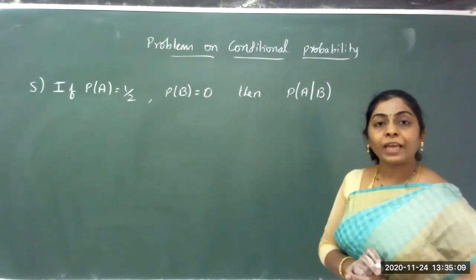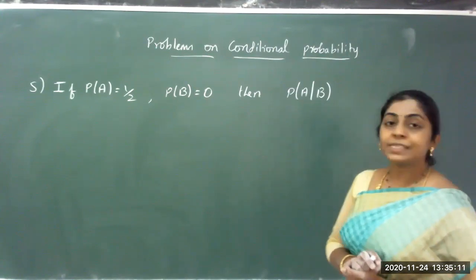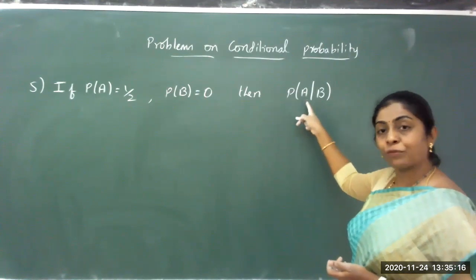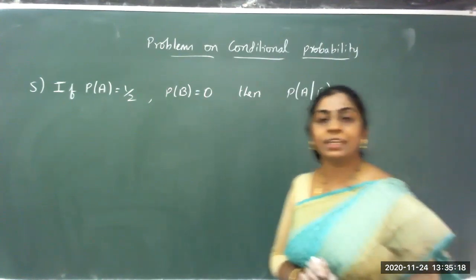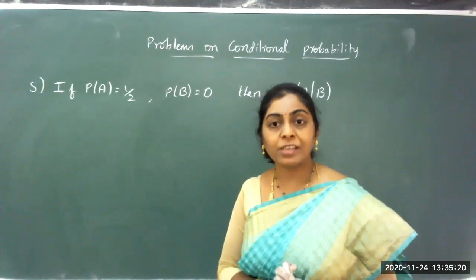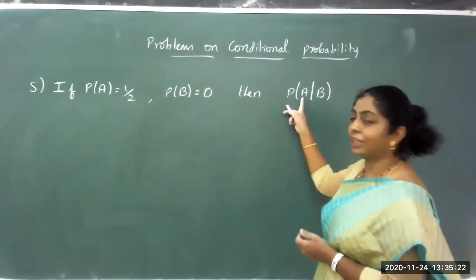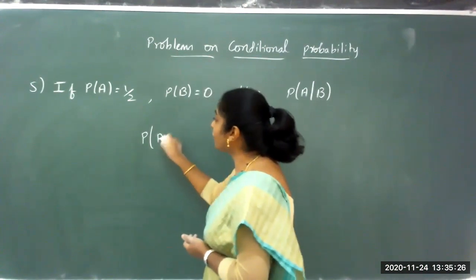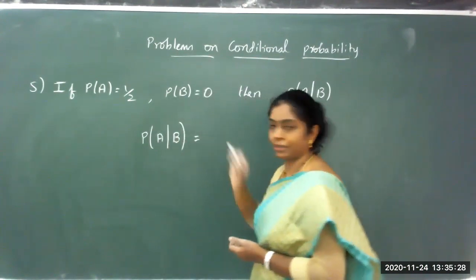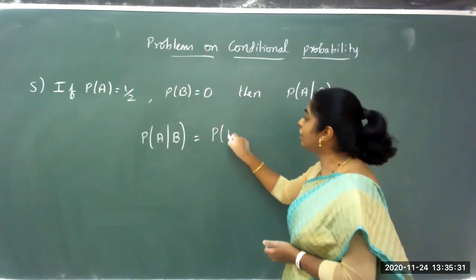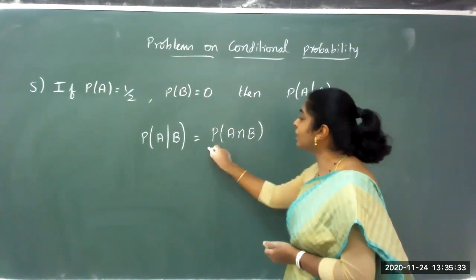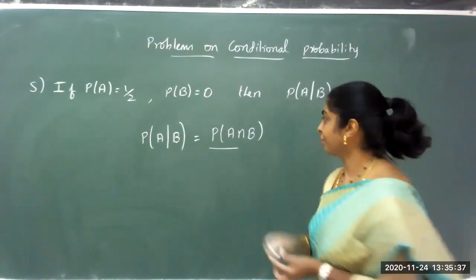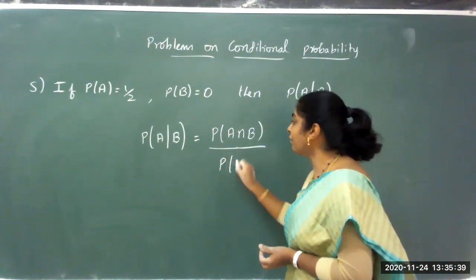If probability of A is R and probability of B is 0, then find the conditional probability of event A given that event B has occurred. Conditional probability of event A when event B has occurred is given as probability of A intersection B divided by probability of B, because B is the event that has occurred.